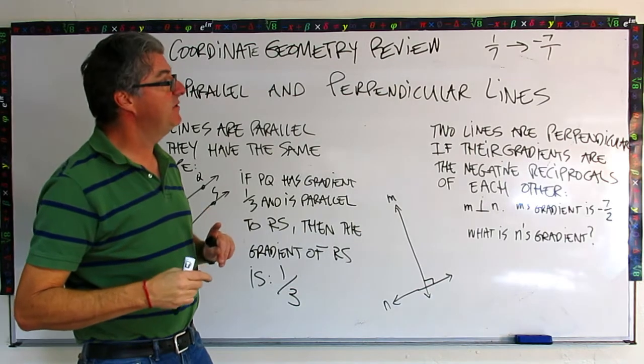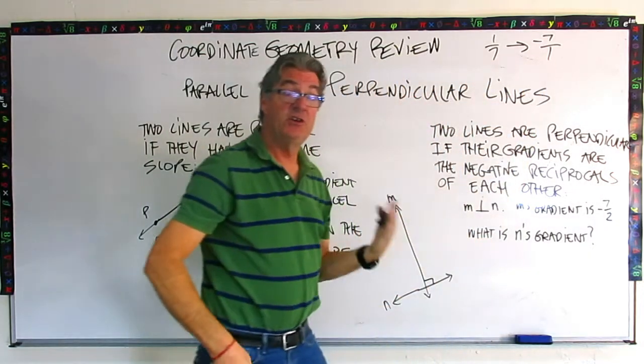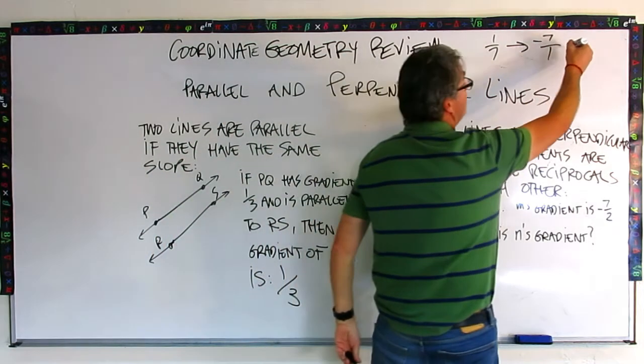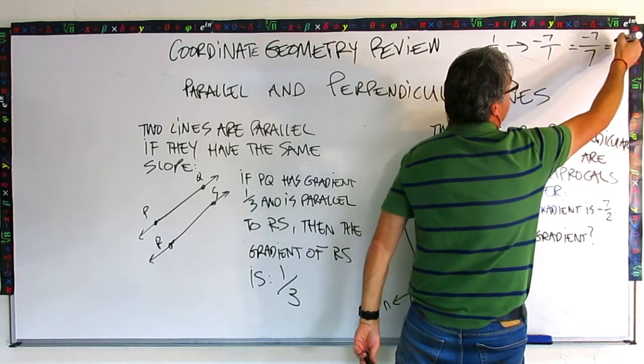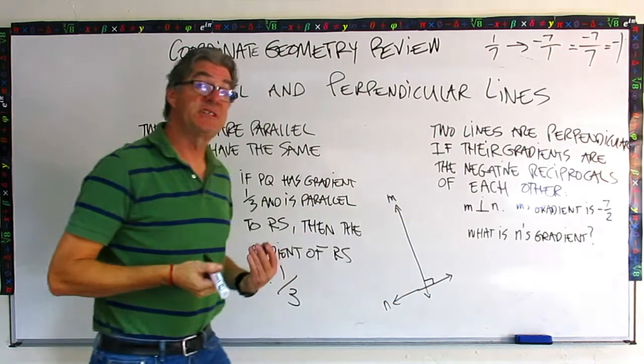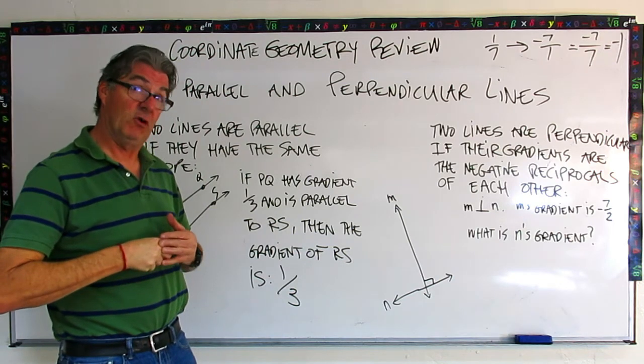And the way to test if you've done that right is if you multiply these two together, you should always get -1, which indeed, top gives me -7, bottom gives me 7, so that's -1. So that's your test to see if you've done your negative reciprocaling correctly.